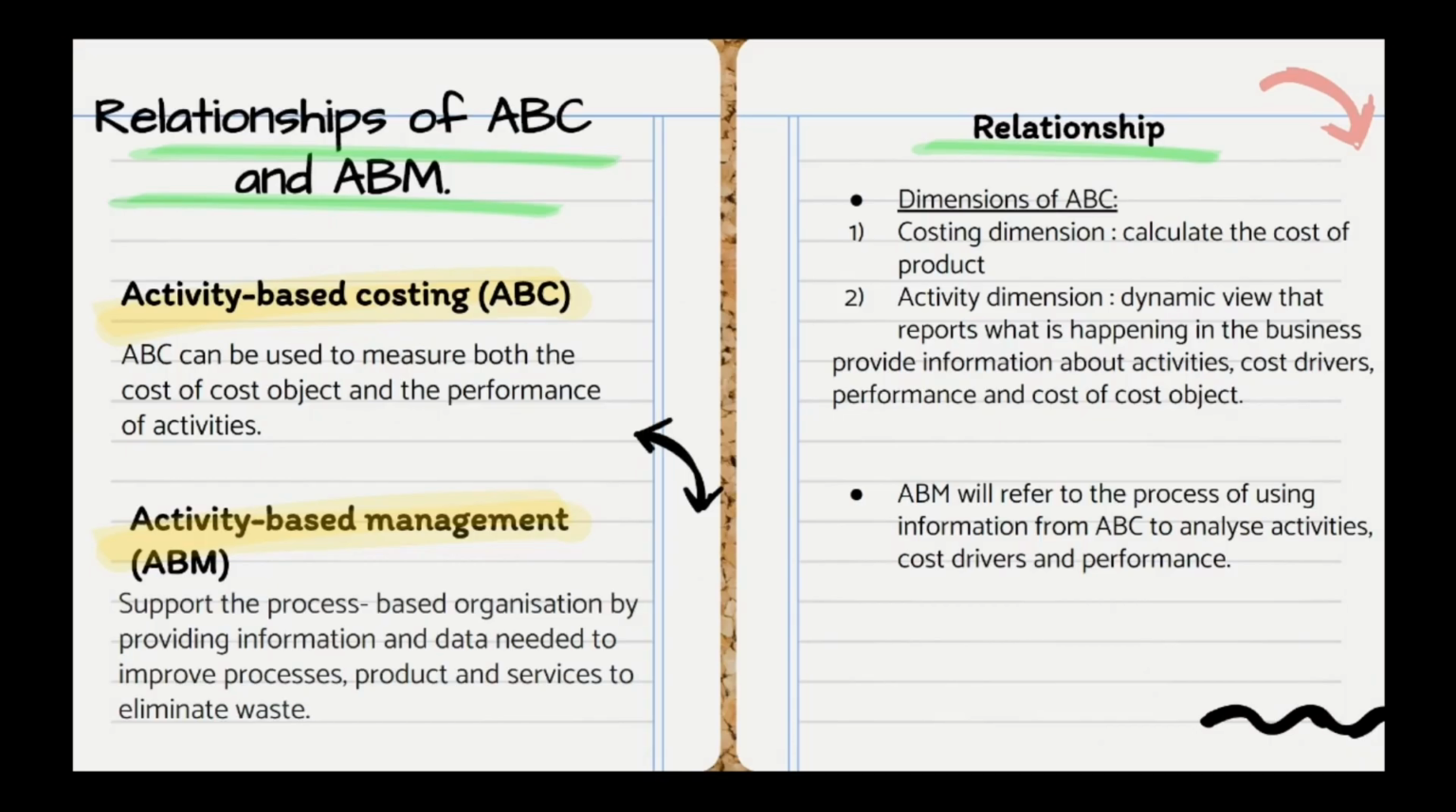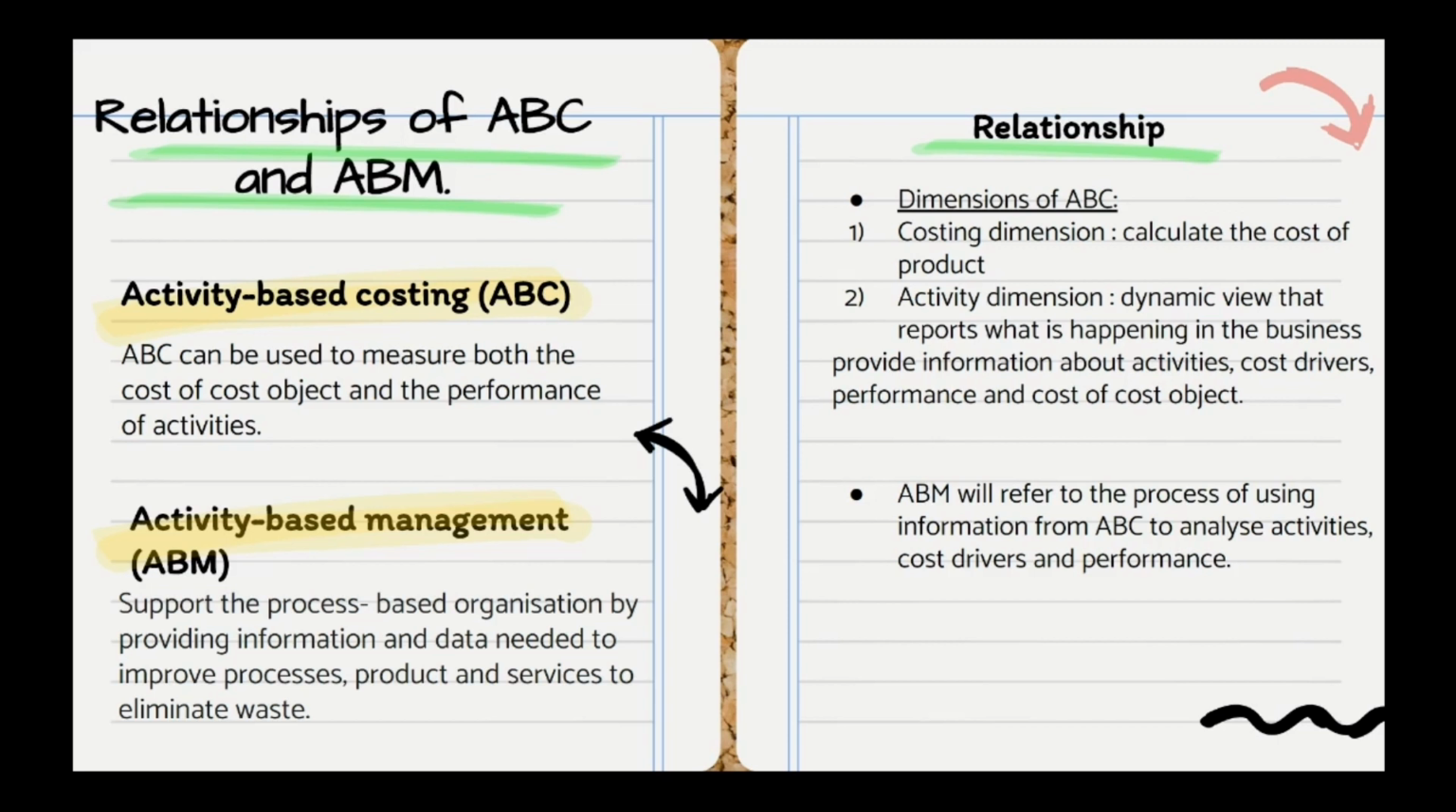Now, I will proceed with the relationship between activity-based management and activity-based costing. Before we discuss the relationship, we need to be clear about these two methods. Activity-based costing is a methodology that can be used to measure both the cost of cost objects and the performance of activities. While activity-based management is a tool developed to support the process-based organization by providing information and data needed to plan, manage, control, and direct the activities of a business to improve processes, products, and services to eliminate waste.